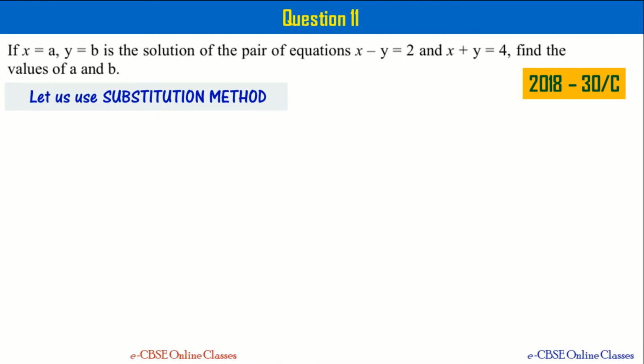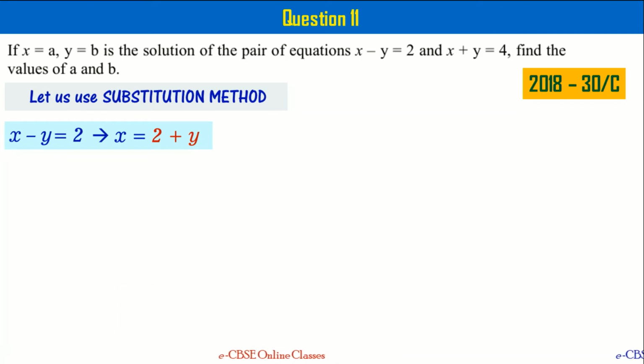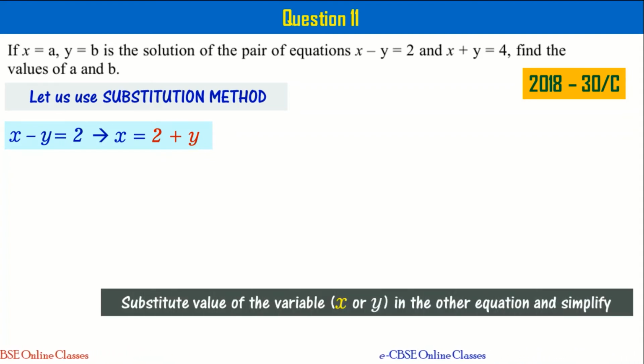Let's use the substitution method to solve the given pair of equations. The first step in the substitution method is we have to rearrange one of the equations such that one variable, either x or y, is expressed as a function of the other variable, that is y or x. In our case, we take the first equation and rearrange it such that x is expressed as a function of y: x = 2 + y, right? Now the second step is to substitute the value of the variable x into the other equation and simplify.